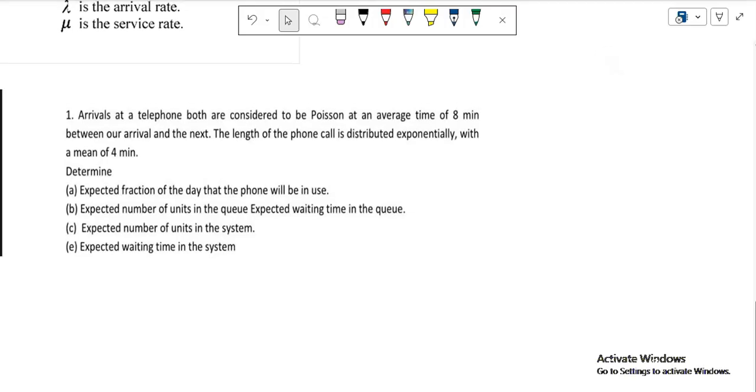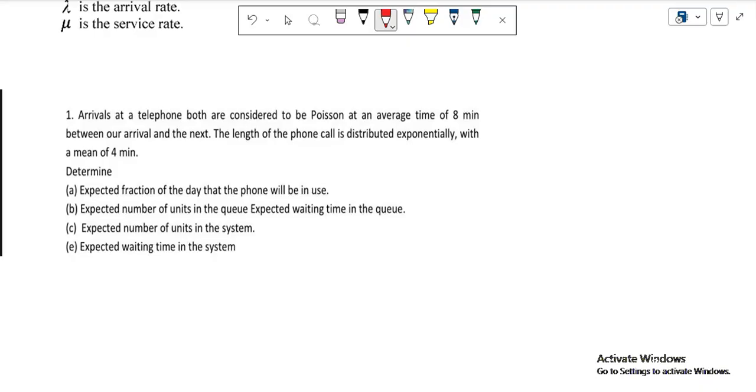and also that they are exponentially distributed. We have an example on the screen. Given that arrivals at a telephone booth are considered to be Poisson at an average time of 8 minutes between one arrival and the next. So between one arrival and the next, the interval is 8 minutes. The length of the phone call is distributed exponentially with a mean of 4 minutes.